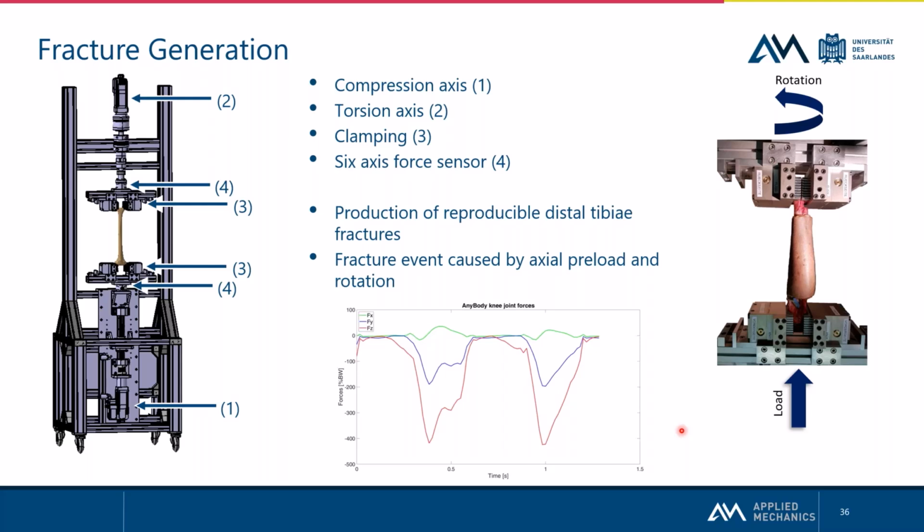We clamp our specimen into this testing device, and then we do the preload first and the rotation at the distal side. In this case you can also see the tibial bone clamped in this device, and for evaluation we use digital image correlation. We take pictures or videos of our experiments, and we evaluate the data later with digital image correlation.